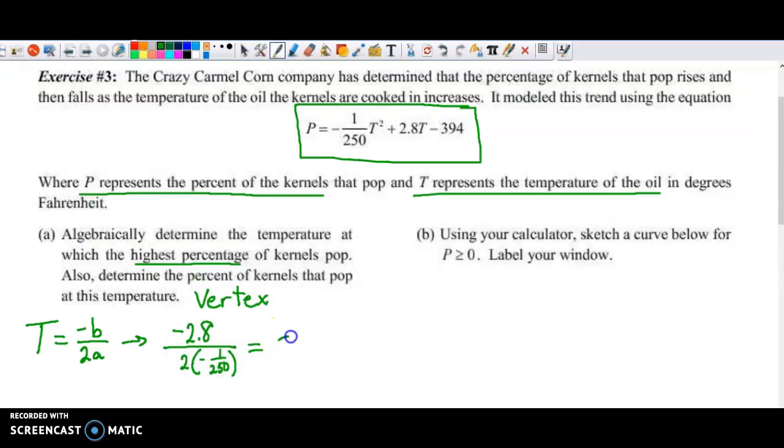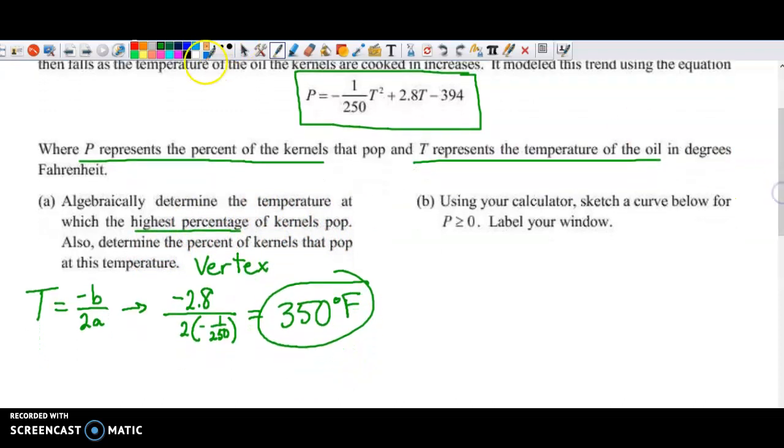So the temperature was 350, and I really don't care about the units, but they do say it's degrees Fahrenheit. So that's part of my answer, but then they also want you to figure out what's the p-value. So that's going back to the original problem and typing in negative 1/250 times 350 squared plus 2.8 times 350. I'm just plugging in 350 in for all of those t's.